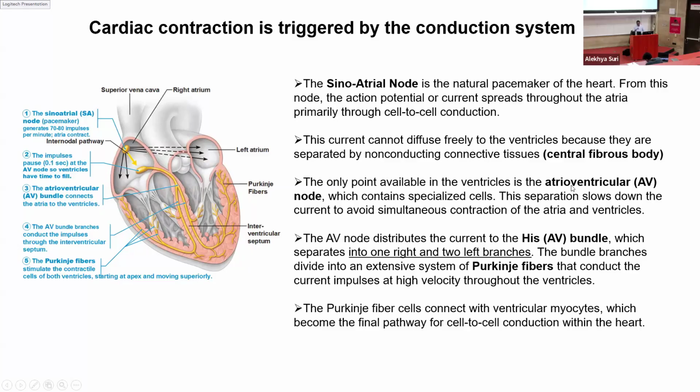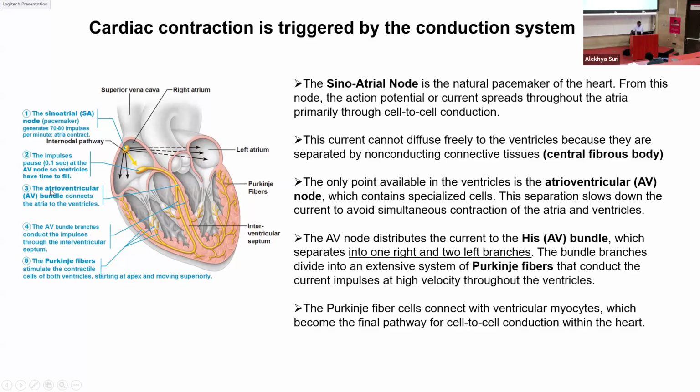And because of the central fibrous body, the signal cannot go into the ventricle directly. And this is very, very important because once the atria contract, the blood will be pumped into the ventricle, then the ventricle contracts and pumps the blood out of the heart, either to the systemic circulation or to the pulmonary circulation. So there it needs some kind of delay, and that delay is provided by the central fibrous body.